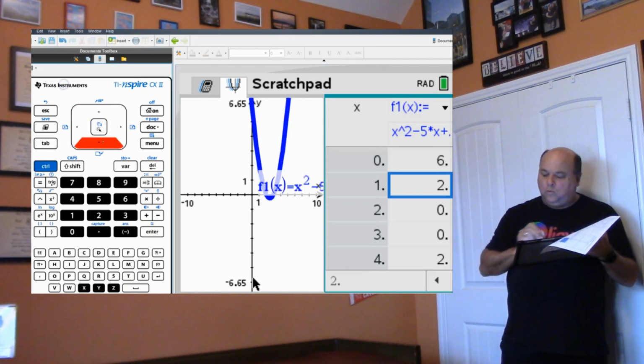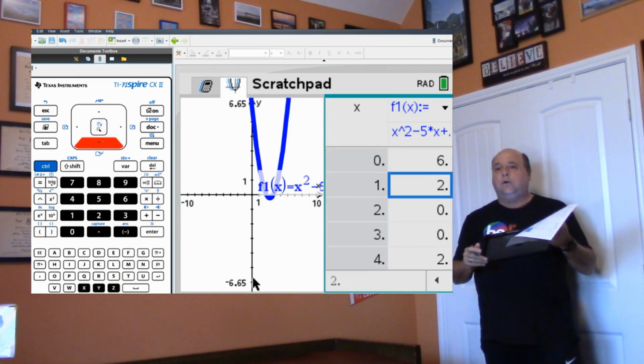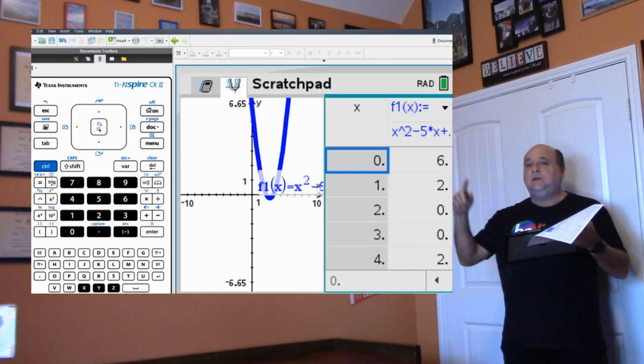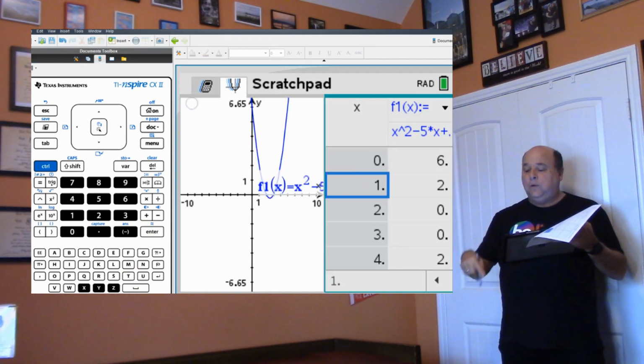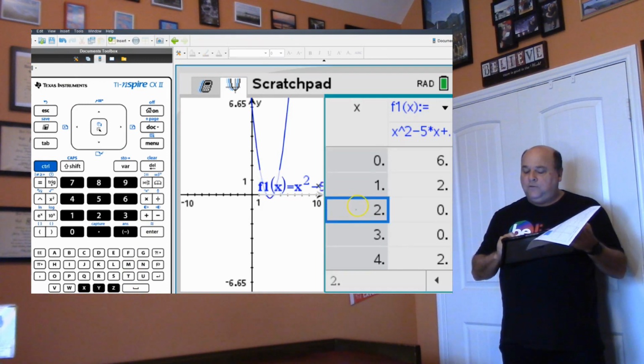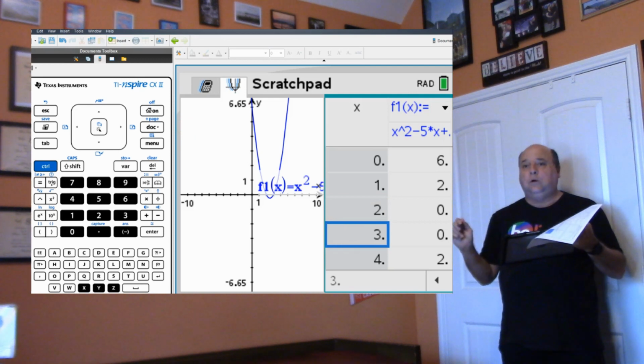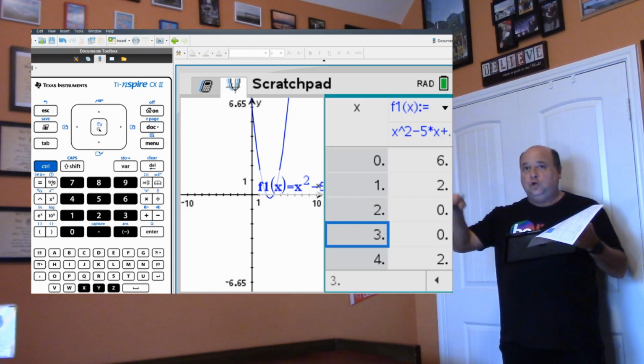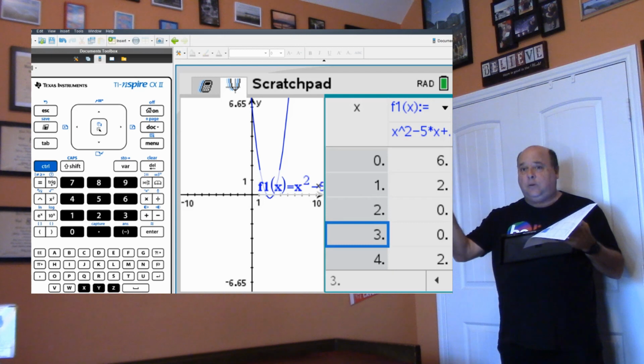I'm going to hit the up button once. The numbers on the right are your answers. So if you input 0, your output's 6. If you input 1, your output's 2. The 2 and the 3 would be zeros, wouldn't they? So an input of 2, output 0. An input of 3, output 0.